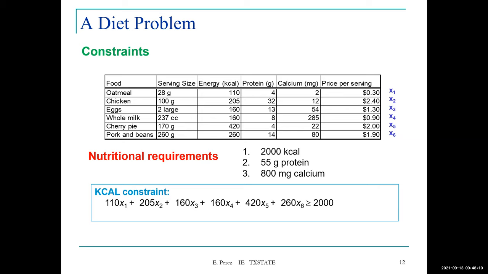As you can see now, I'm multiplying per item. I'm looking at the kilocalories, the energy column, and multiplying those coefficients times the decision variables associated with each item: 110 times X1, 205 times X2, 160 times X3, and so on. I'm doing the summation of all that, and that has to be greater or equal to 2000, which is my requirement. That's the minimum that I want, so that's why I'm using greater or equal to. That's the minimum number of calories that I want in my diet, so at least 2000.